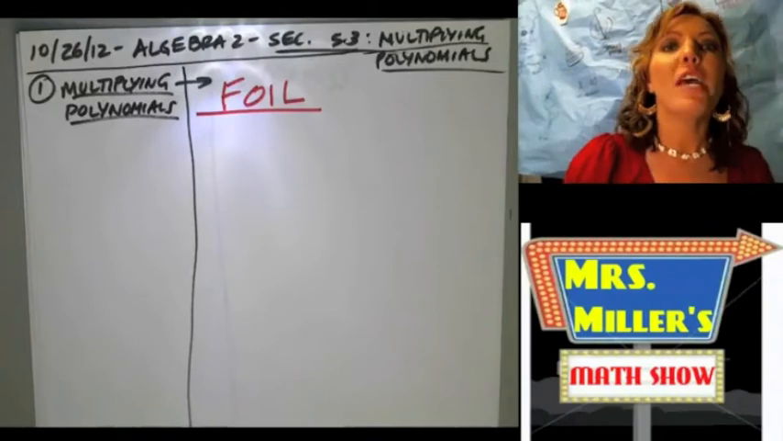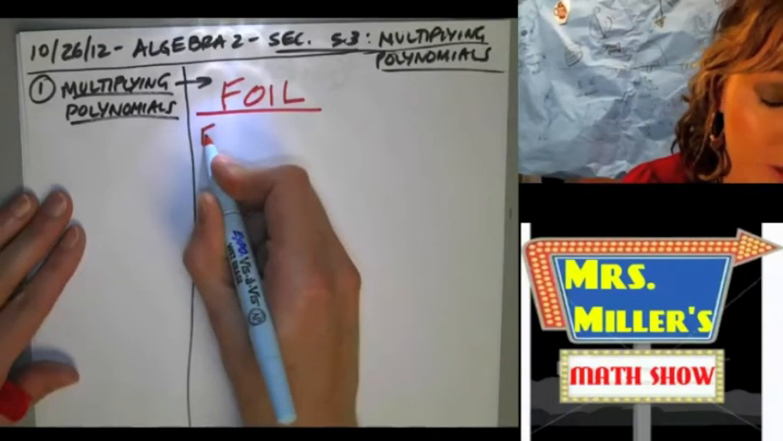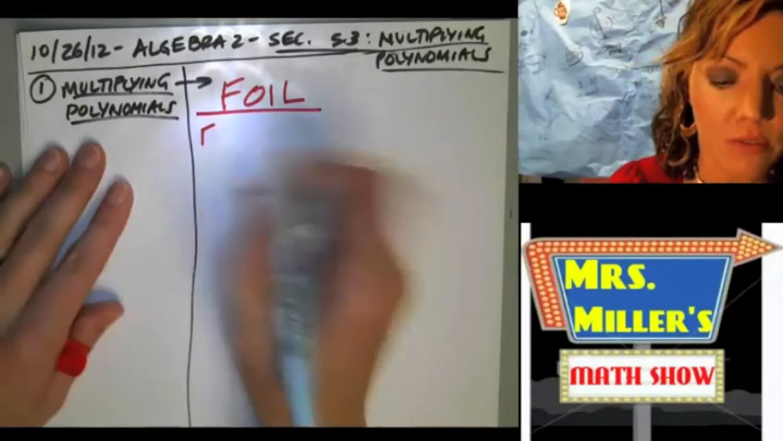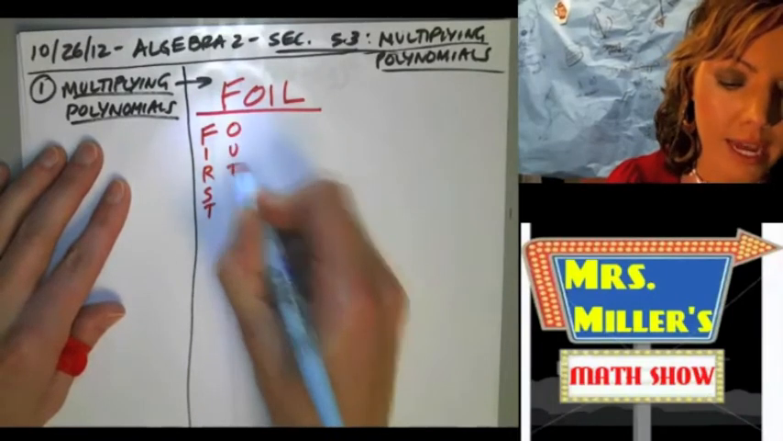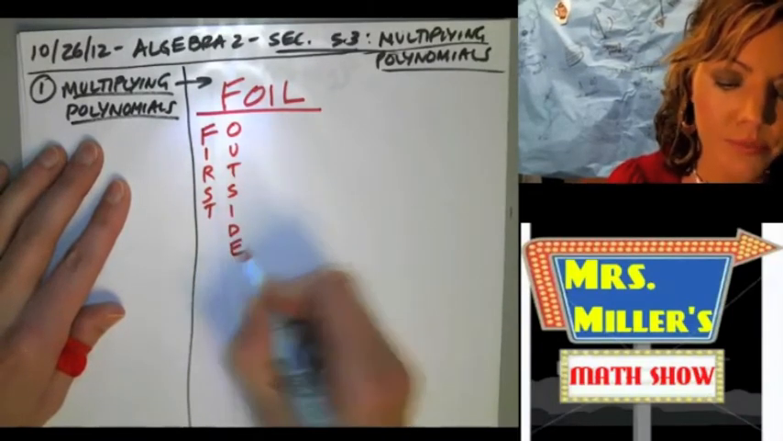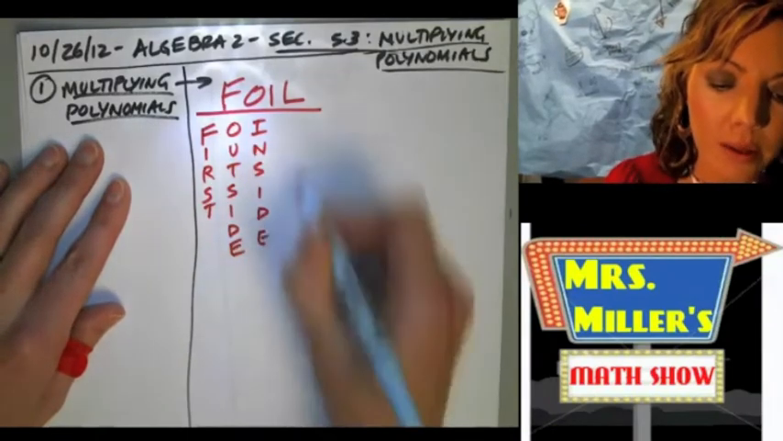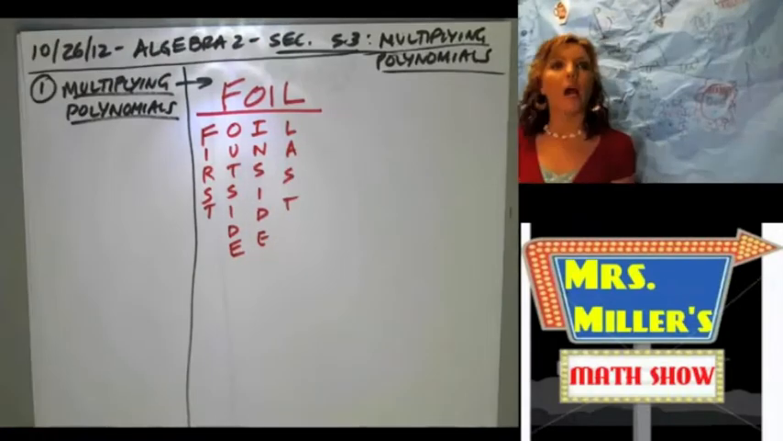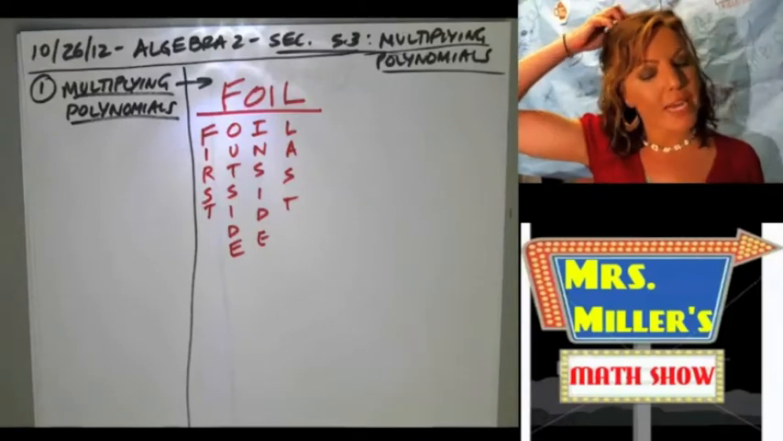With FOIL, FOIL is an acronym. Who can tell me what FOIL, the acronym, stands for? Lorenzo, go ahead. Outside, or outer. I never understood this. Well, cool. I will clear it up for you. So here we go. First, outer, inner, last.